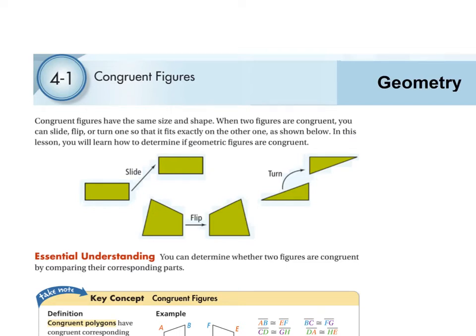All right, so the second section in this unit is 4.1, and this is about congruent figures. You guys already know what congruent means. It means that they are the same size or equal, however you want to look at it. On congruent figures, if they have the exact same size and shape, they are congruent.